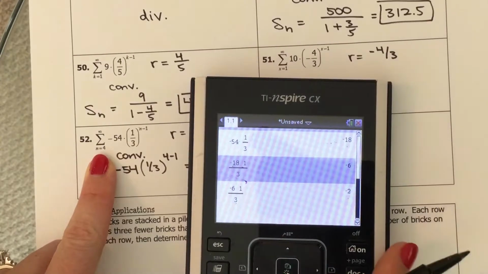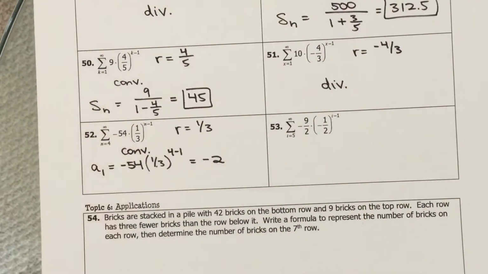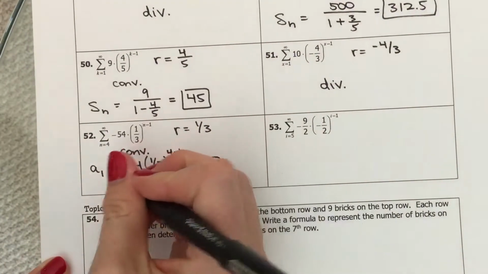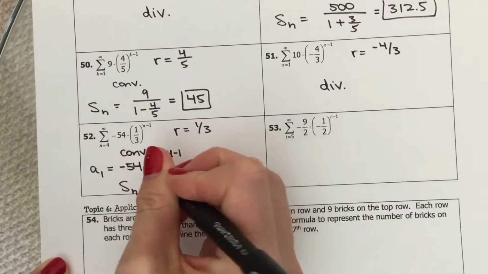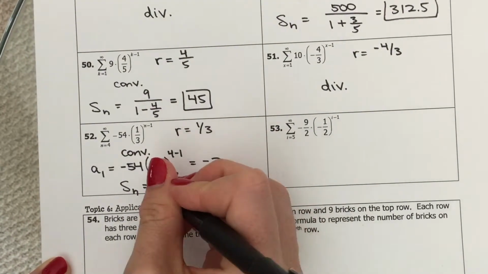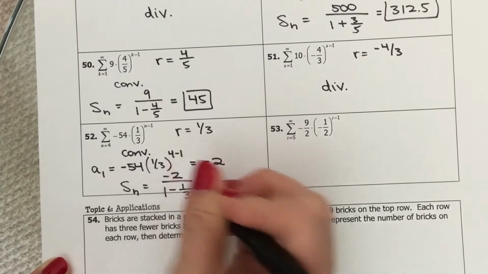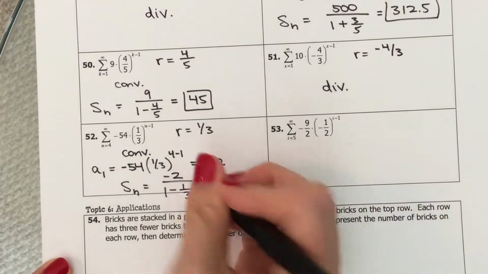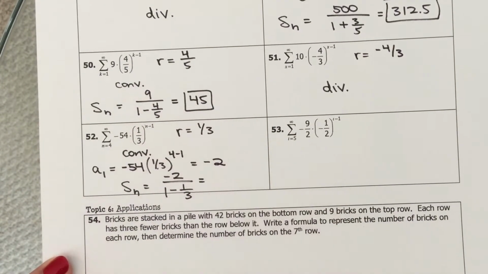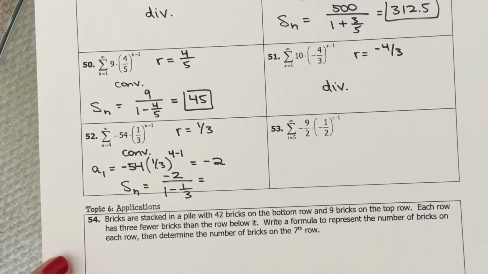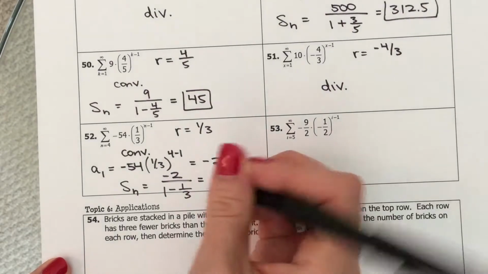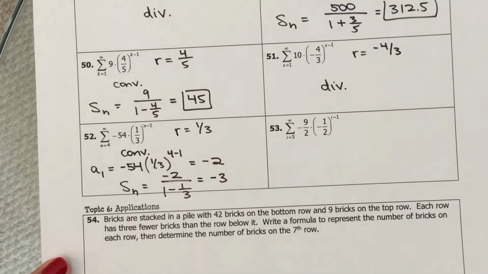Okay, so we're starting our sum with a value of -2. So that's the one that's going to sub into our formula right here. So we're starting our sum at -2 and then over 1 minus r. Okay, so -2 divided by 2/3, which is the same as -2 times 3/2. That would be a -3.